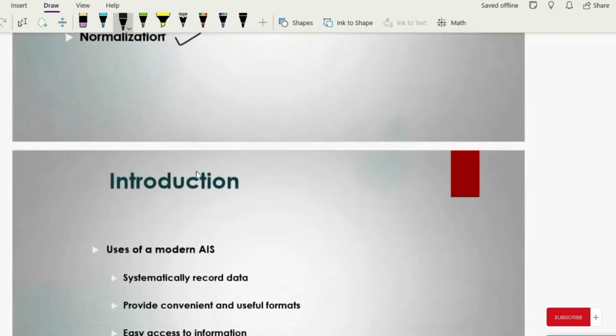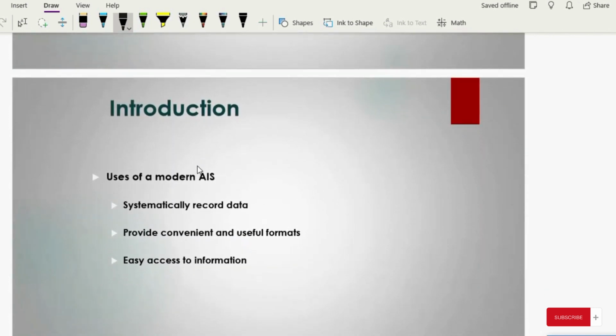So starting with the first, the introduction about the database, it's important to know that in the current era, accounting information systems are helping the accounting world, and these systems systematically record the data. That data is convenient and in useful formats for the users, and it helps in easily accessing the data. Now, how do accounting information systems store the data in a way that is helpful for the users? So they store the data in databases. That's why the knowledge of databases is important for us.